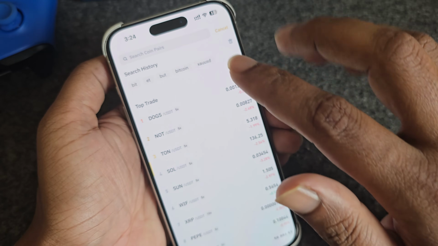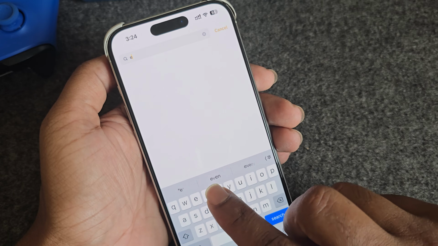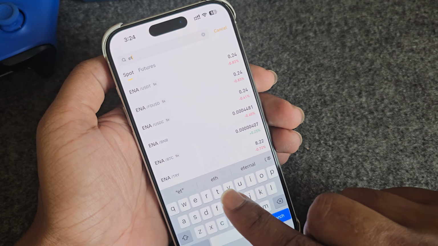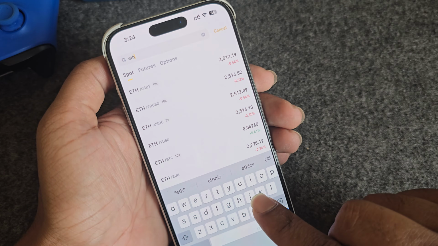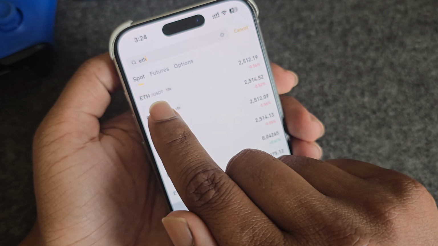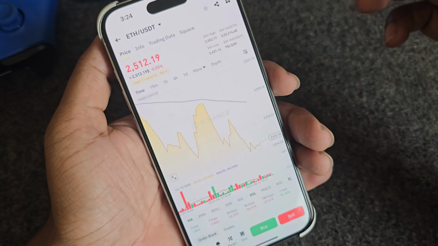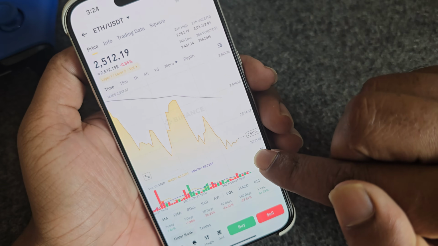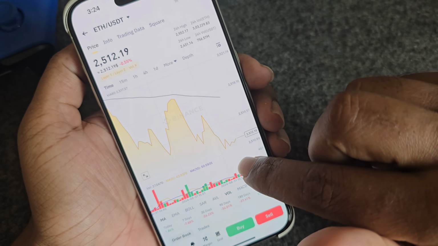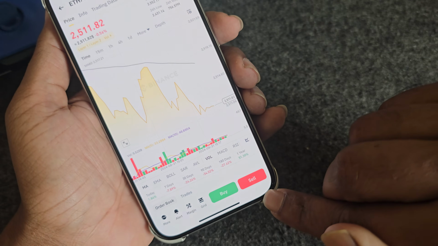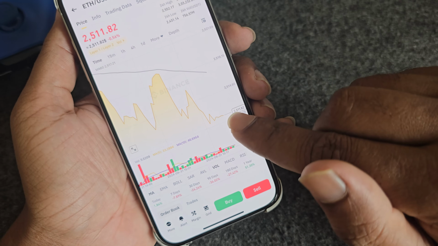Then in the top right corner, you have to enter Ethereum, ETH, then you can see ETH/USDT. That's the Ethereum. So you can see the current price, Ethereum is currently down. So if you want to buy, or you can also sell from here, this area.